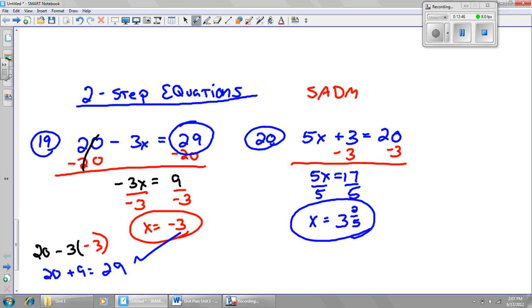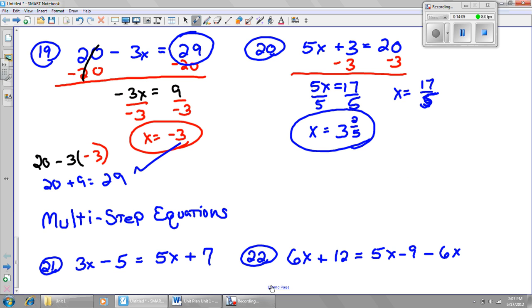And again, you could check it. I would check it with 17/5. I wouldn't check it with 3 2/5. Oh, by the way, if you gave me this on a test, you would get full credit. It means the same thing. I know you may have had a teacher back in elementary school that said, never give an improper fraction. That's just not true. Okay, maybe it was true in elementary school, but in high school level mathematics, it's okay to do that.